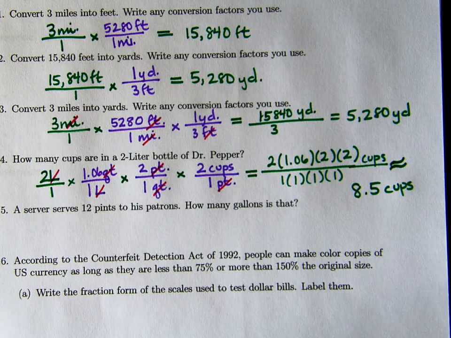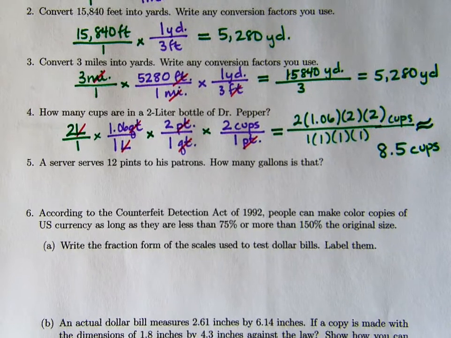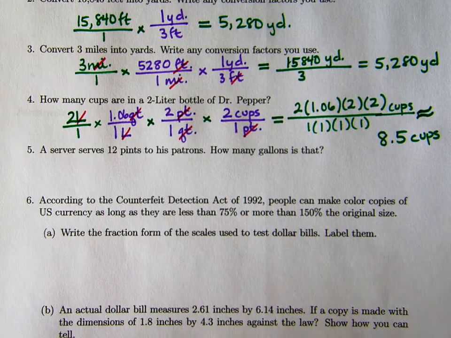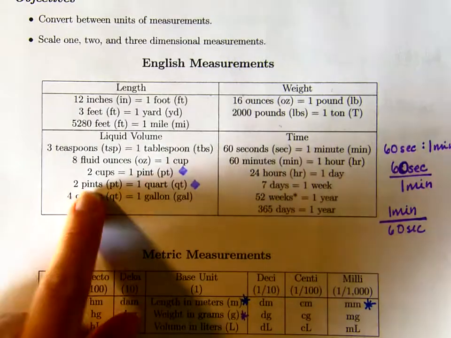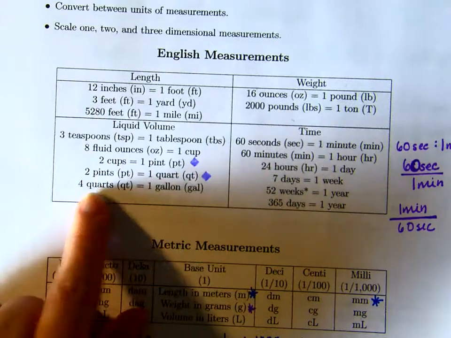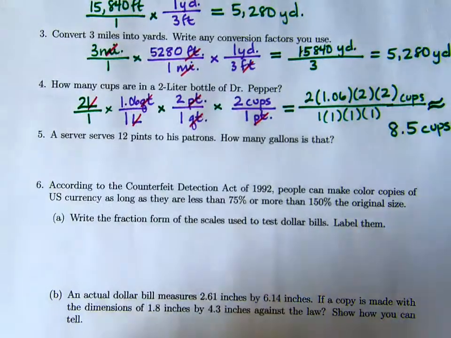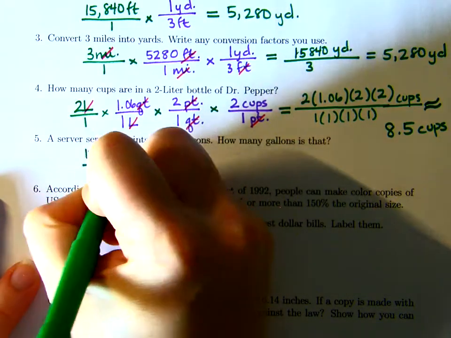A server serves 12 pints to his or her or their patrons. How many gallons is that? Oh, pints and gallons. All right. Pints to quarts, quarts to gallons. 2 factors. Okay, let's rock this. 12 pints is the whole.